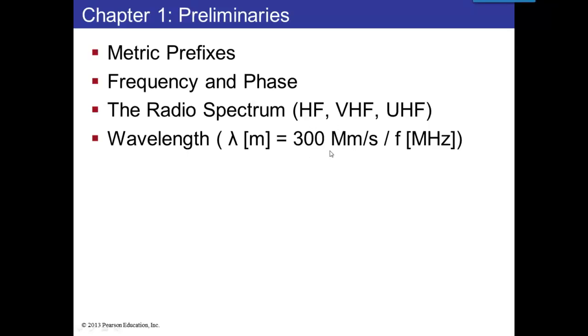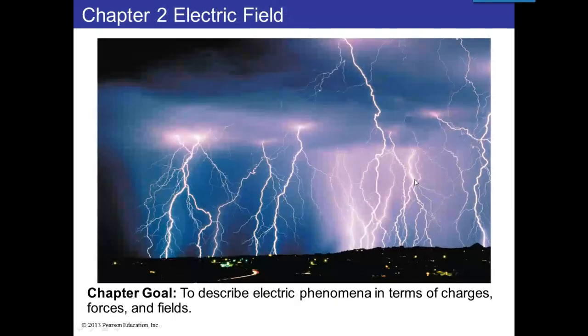So here, if we approximate the speed of light as about 300 million meters per second, and you take that divided by the frequency in megahertz, that will give you the wavelength in meters, for example. Okay, so just go back over the slides for that. Not too much in chapter 1. Chapter 2 has really started to get a little more content.